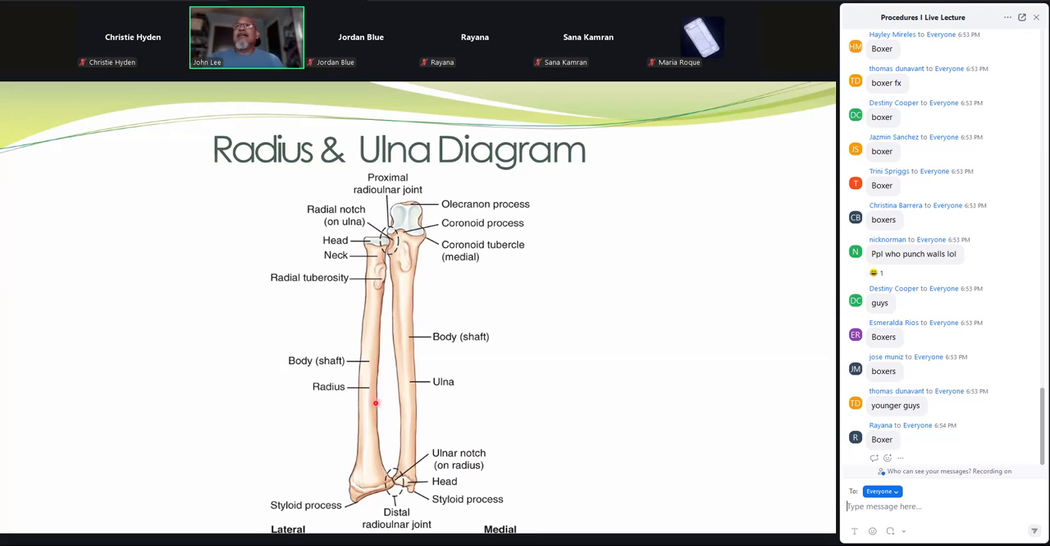At the distal end of the forearm, we have an opposite. So there is an ulnar notch on the radius for the ulna to articulate with. Both long bones have styloid processes distally. The most prominent, pointed of them is going to be the one on the ulna.